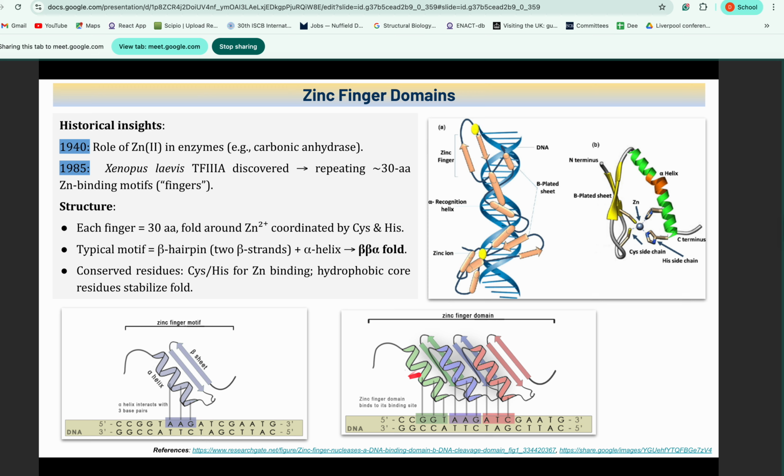In a big protein, these domains are further broken into two beta strands and one alpha helix. The alpha helix component of this particular motif is responsible for binding to the DNA. So we can say that zinc finger domains are responsible for binding of proteins to the DNA.